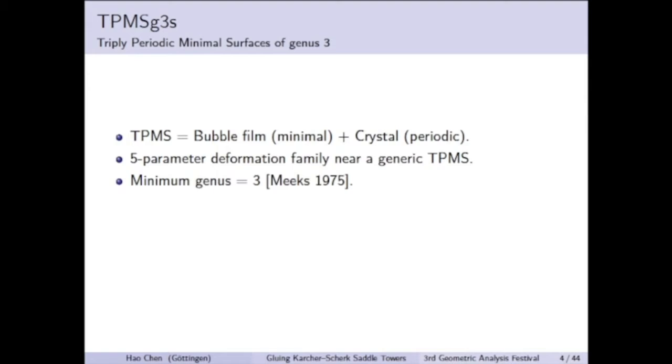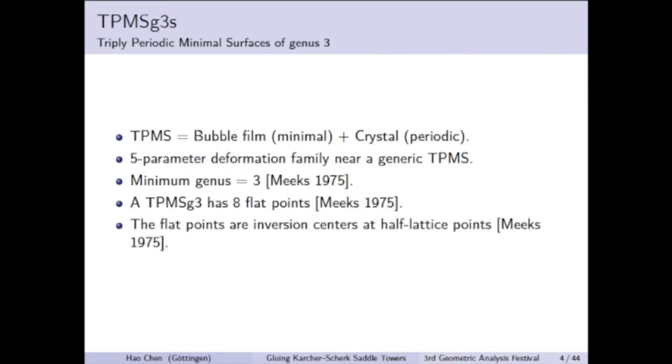The minimum genus of a TPMS is 3. This was proved by Meeks in his thesis in 1975, but I believe people knew this even earlier. So those TPMSs of genus 3 will be abbreviated as TPMS G3. Meeks also proved that each TPMS G3 has 8 points where the Gauss curvature vanishes. These are called flat points.